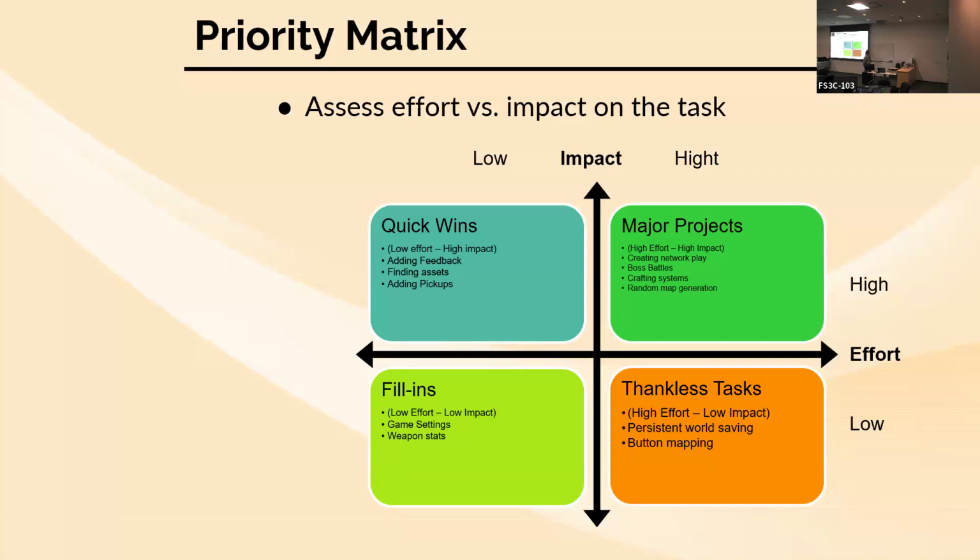But you also have the major projects. This is where you have things that everyone's going to care about and it's going to matter to your game a lot, but it's also a lot of work to get into the game. So we have things out here like adding network play, adding a boss battle, crafting systems, random map generation. These are tasks that are critically important to the game, and it's going to take someone a lot of time to get done. It's going to take them weeks, or maybe 13 hours, to get into the game, right? These are major projects to add to the product overall.